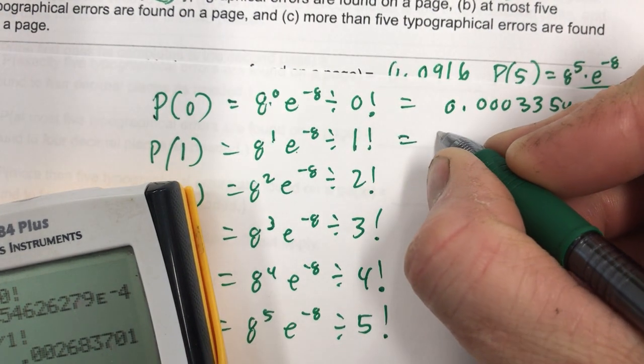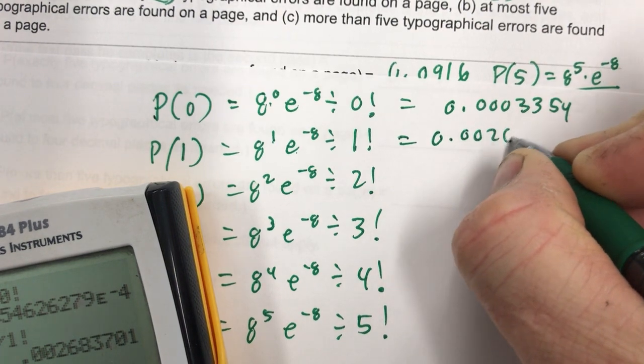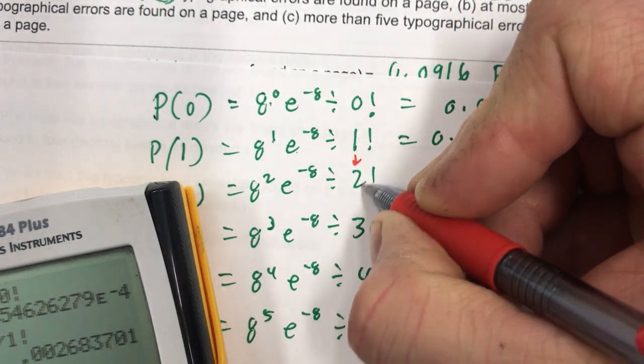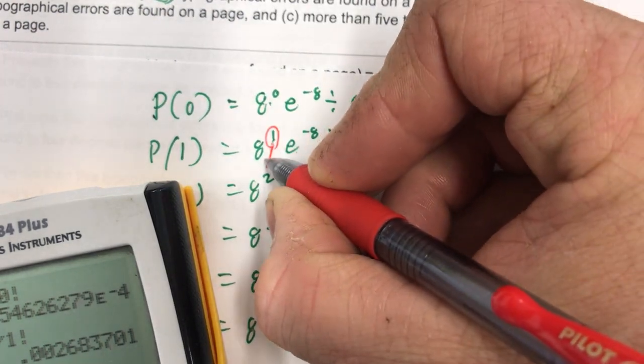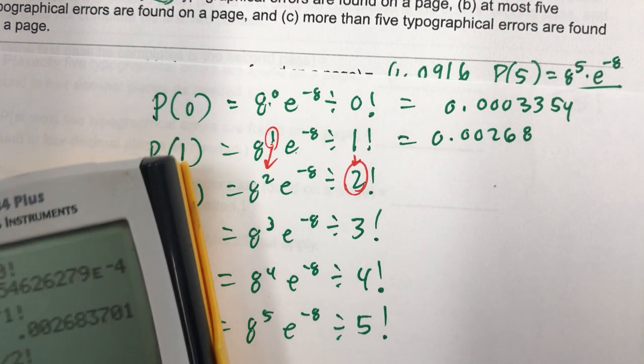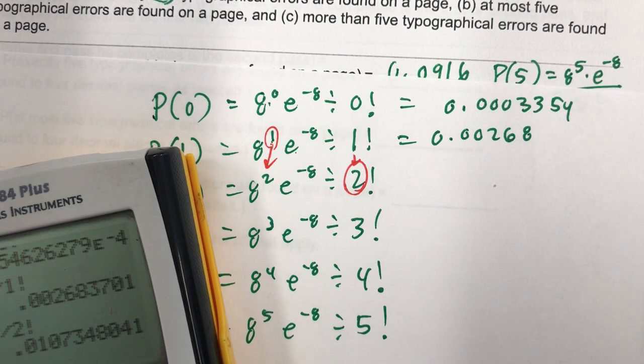This is 0.00268. I'm changing my 1s to 2s. See, all I'm doing now is changing this 1 to a 2 here, and this 1 to a 2 there. So let's go back in there, make that a 2, make this one a 2, and there you go.